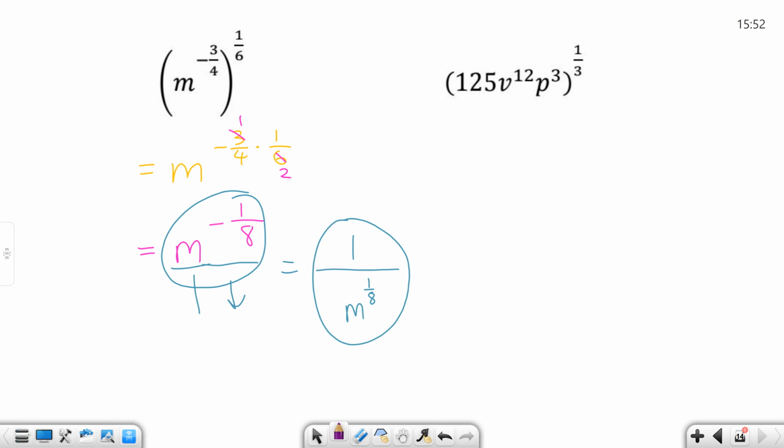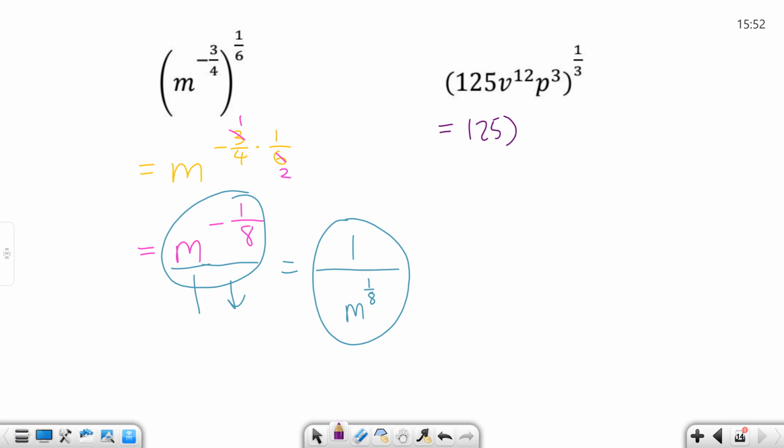This next one, there's actually a couple of ways you can do this. This is all one term, so I can apply the 1/3 power to the 125. I can apply the 1/3 power to the v to the 12th and the 1/3 power to this one, okay? I can do that if I would like, right? The other way that I can do this is go, oh, wait, 1/3 power means this is the cube root of all of this, right? So I can do that way. So I guess I'll work this one both ways.